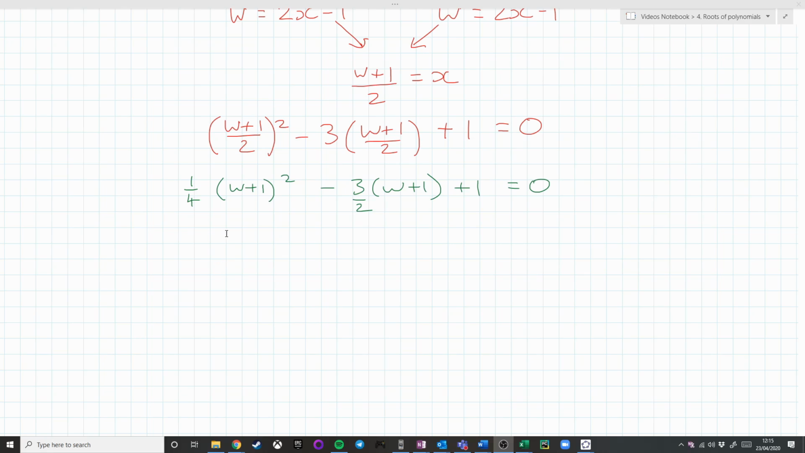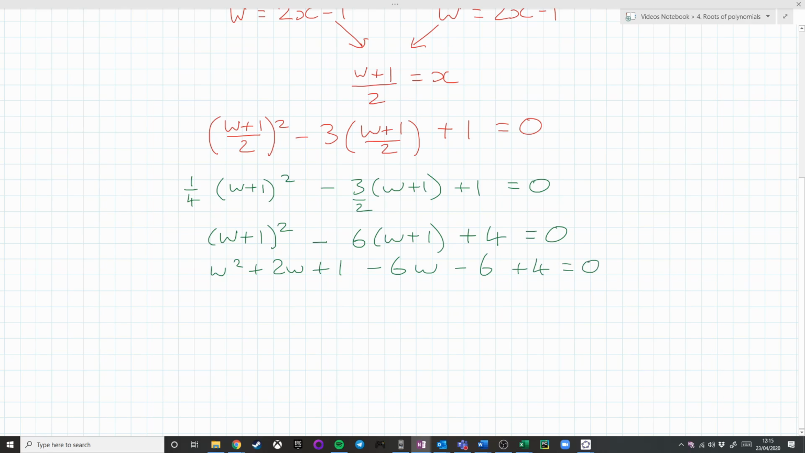Okay, now we're going to multiply this all through by 4 to get (w plus 1) squared minus 6(w plus 1) plus 4 is equal to 0, and expand that all out. w squared plus 2w plus 1 minus 6w minus 6 plus 4 is equal to 0, and overall w squared minus 4w minus 1 is equal to 0. And that's our quadratic.